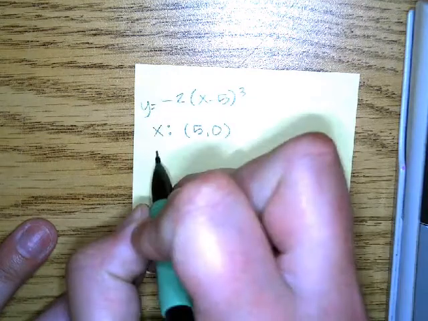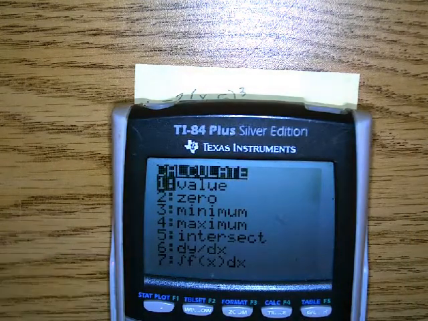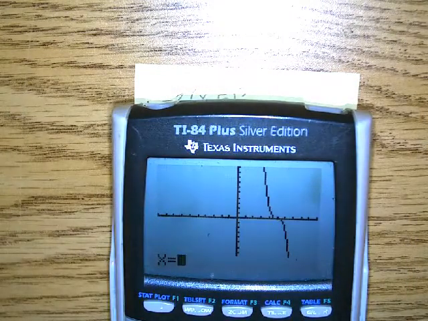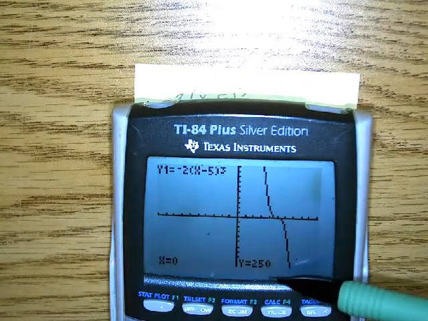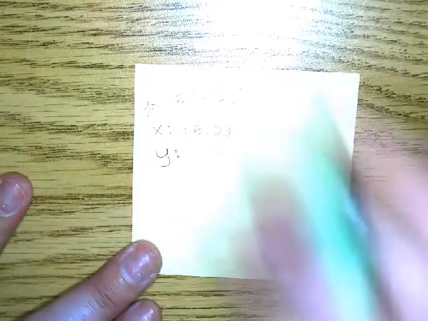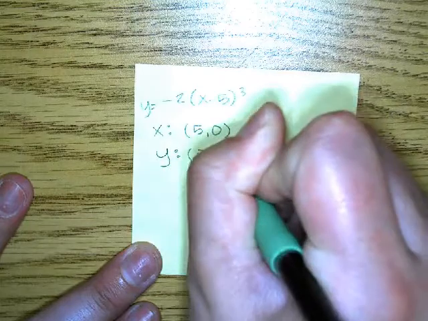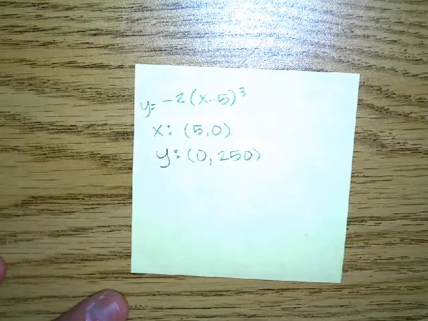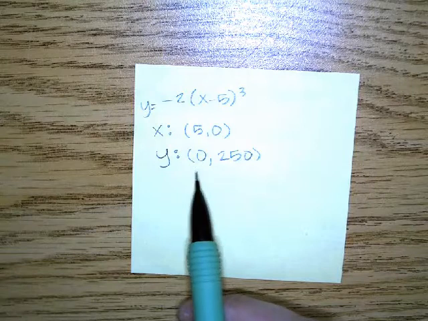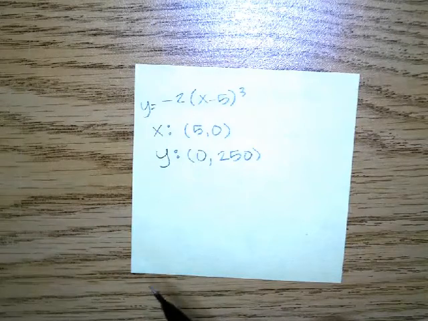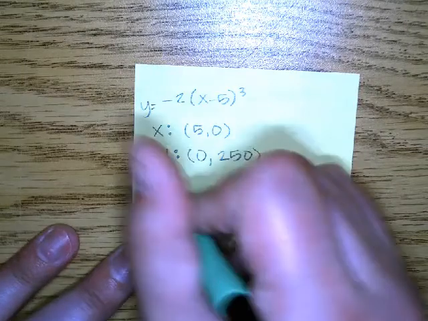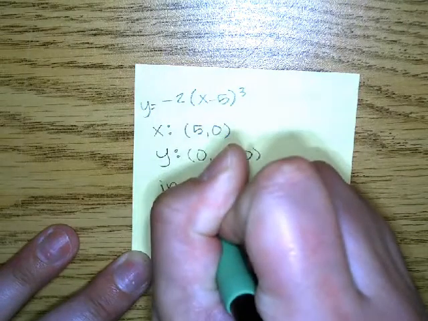For the y-intercept, I always type second trace, option number 1, and I plug in 0. I cannot see it on the screen. It's really high up there. 250. Okay, so the y-intercept is (0, 250). The reason that you can find it, even though you can't see it, is because the x value of 0 is on the screen. And you can always plug in values of x that you can see. So I can see the x value of 0 on the screen, and so that's why the calculator lets me plug it in.